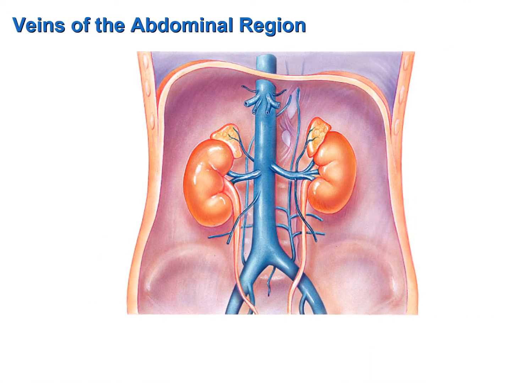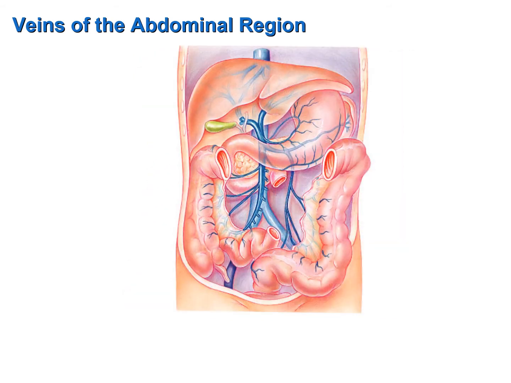In this figure, we're going to see a couple of veins of the abdominal region. Draining the kidneys are the renal veins, and draining the gonads are the gonadal veins. I will use this figure to illustrate the final abdominal veins.